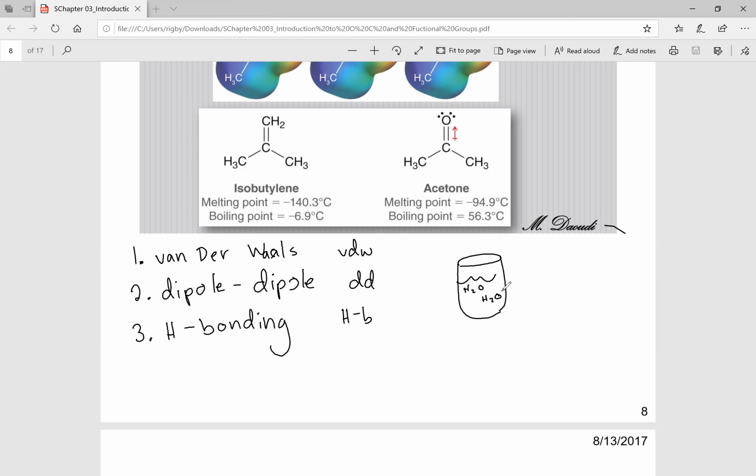So let's first talk about van der Waals forces. This is also known as London dispersion forces. I just call it van der Waals. Some people call it London dispersion. Van der Waals forces are present in every single molecule.